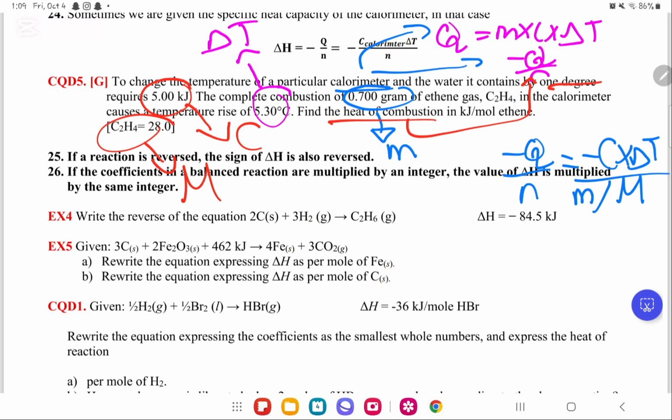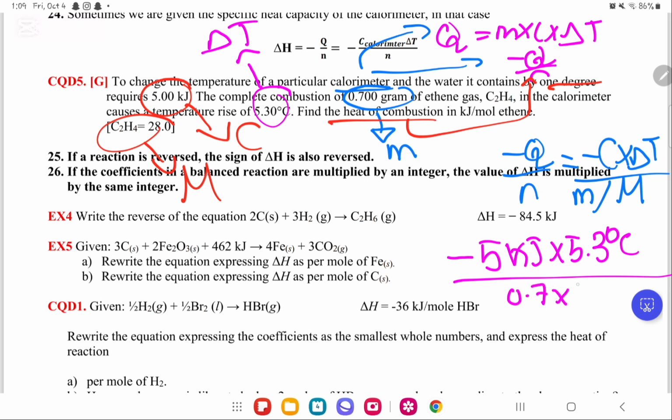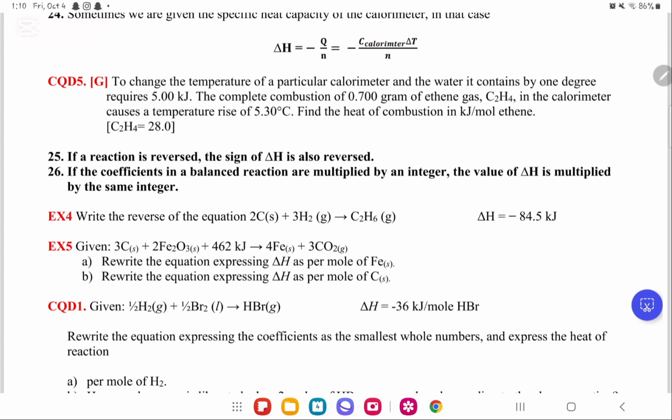So now let's substitute. Negative 5 kilojoules times 5.3 degrees Celsius over 0.7 divided by 28 will give us, let's do it on the calculator, negative 1060 kilojoules per mole. So pay really close attention to understanding the question to know which equation to use.